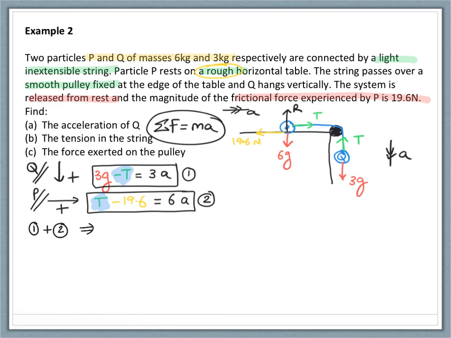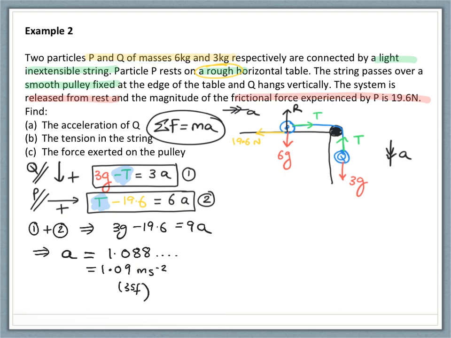And this gives us 3g minus 19.6 equals 9a. This then allows us to calculate the value of the acceleration, which comes to 1.08 recurring, 1.09 metres per second squared to 3 significant figures. Now, let's calculate the tension.